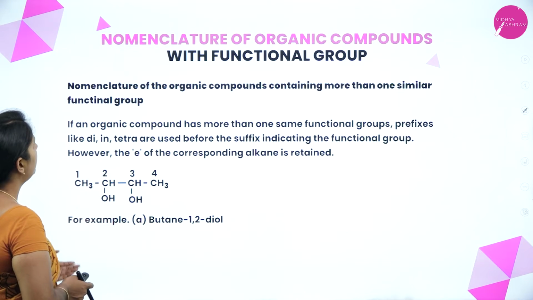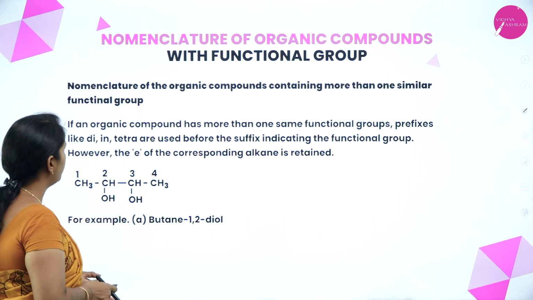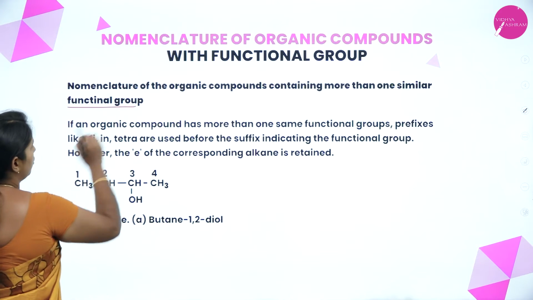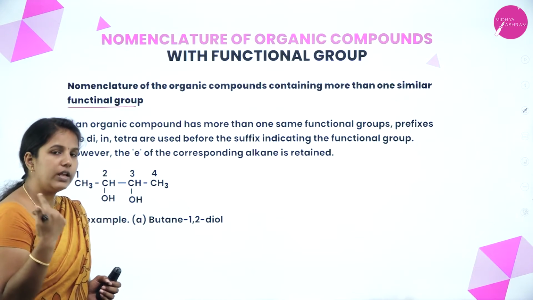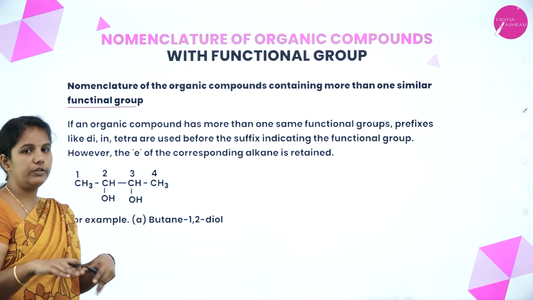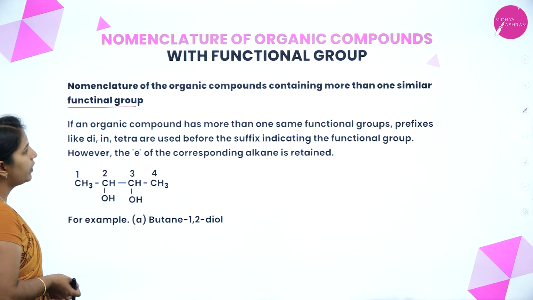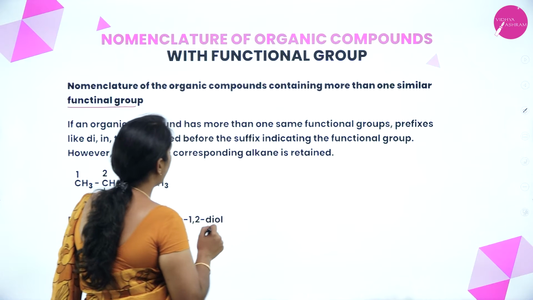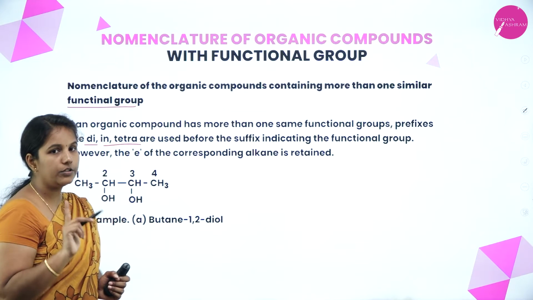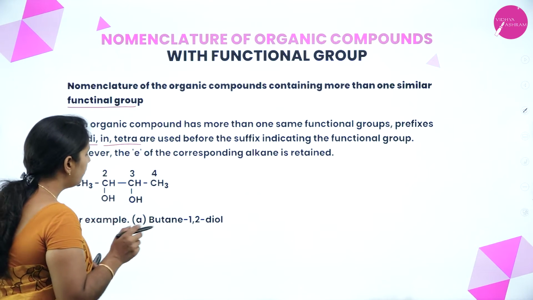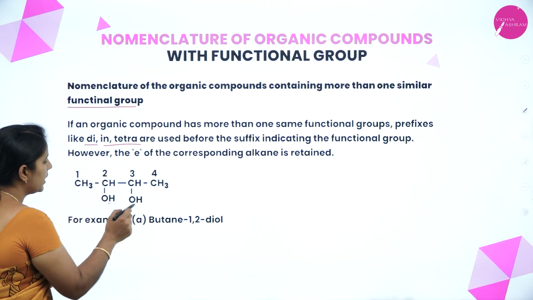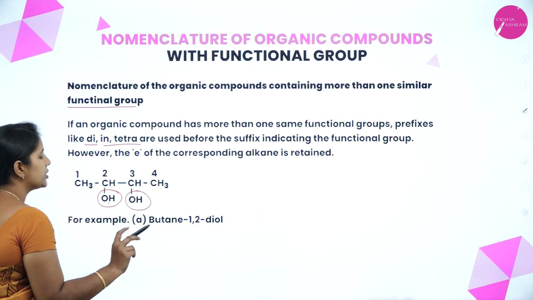Next, we have the nomenclature of compounds which have more than one functional group. If more than one functional group is there, we have to know how to name it. If the same kind of functional group is there more than once, we have to use the words di, tri and tetra, and also we are not going to remove the E at the end. Why it is like that, I'll tell you now. You can see that in CH3, CH, CH and CH3, these 2 carbon atoms have the 2 functional groups and both the functional groups are alcohol.